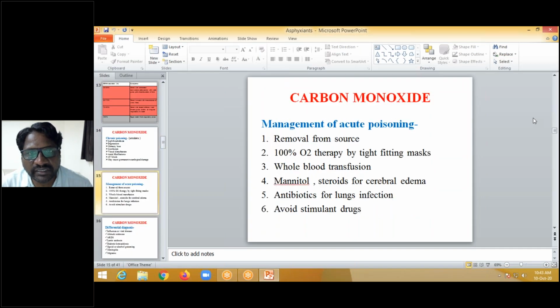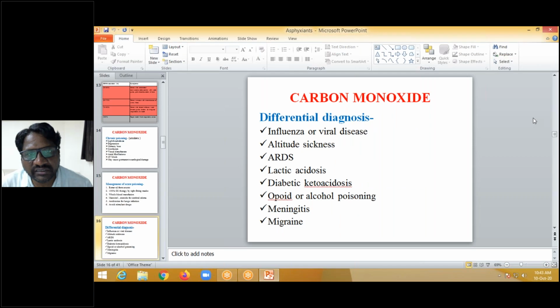So what is the treatment or management? You have to remember carbon monoxide is a gas and is irrespirable. Whenever the person is exposed to carbon monoxide, you have to remove them from the source of exposure, and you have to give 100% oxygen therapy by tight fitting mask, and whole blood transfusion is the next one. Mannitol and steroids for cerebral edema, which will decrease the cerebral edema, and antibiotics for any infection of the lungs, and avoid similar drugs. So this is the management, and you go for the differential diagnosis.